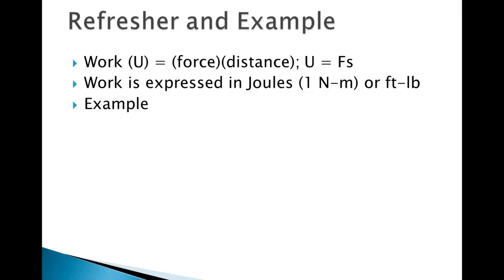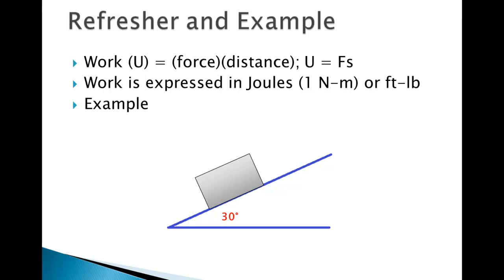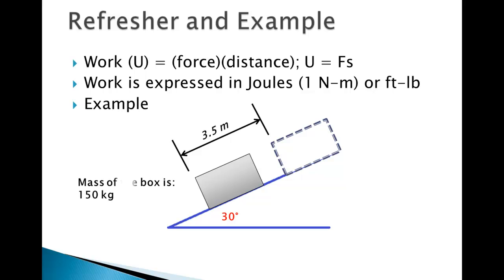Let's look at an example. We have our inclined plane with a 30-degree angle, and of course we have our block on the inclined plane. We want to move this block 3.5 meters up the inclined plane. The mass of the box is 150 kilograms.